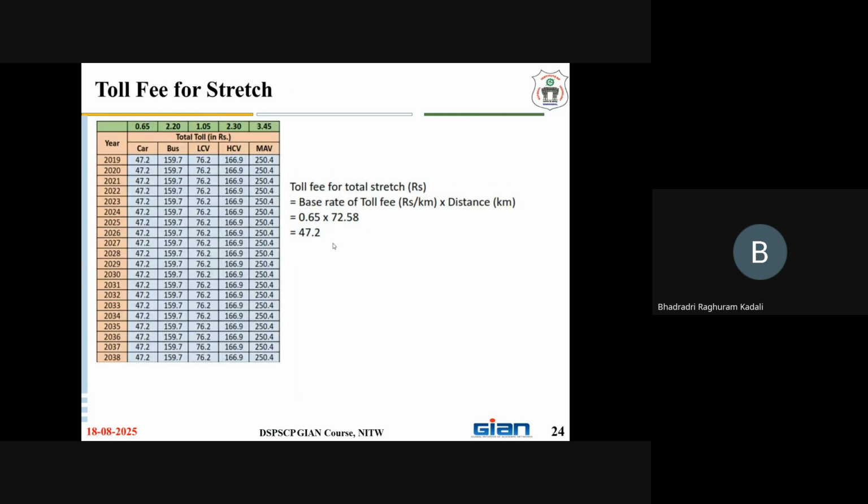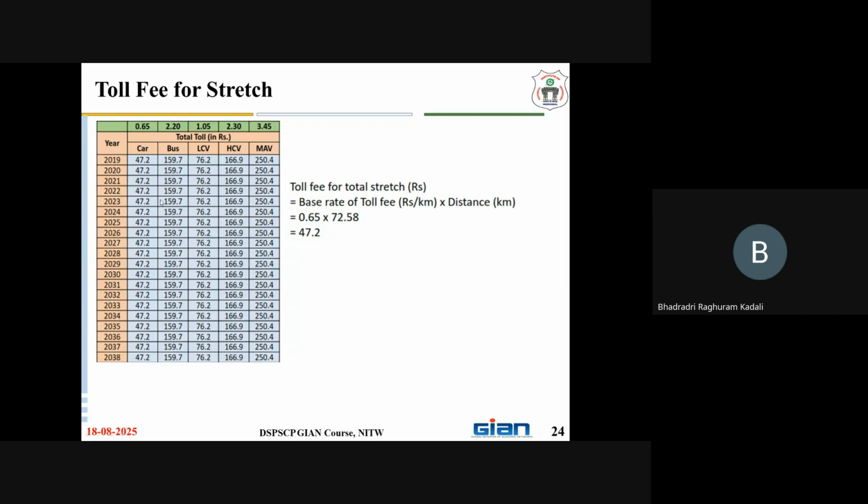Then we have the toll base rate values: 0.65 for the car and 2.2 for the bus, as given by the standard values of IRC SP 30. If you take those values and multiply by the distance, you get the toll fees for the stretch. For the car, on a per-kilometer length basis, that is 47.2, the value for the car in 2019.